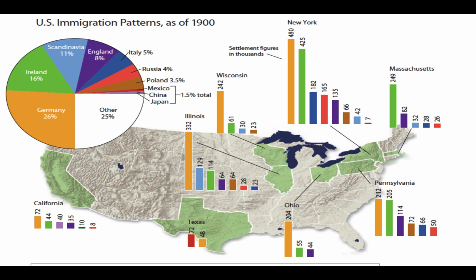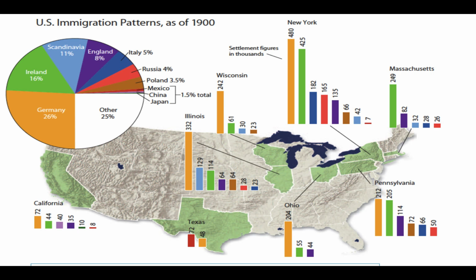But the types of immigrants in each location varies, right? So in New York, for example, in thousands, about 480,000 immigrants in New York State were German, and 425,000 were Irish, right? And the rest are minuscule numbers there. We have Scandinavians, we have some Italians. If you go to other places, though, like Wisconsin, the Midwest, which had a much higher concentration of Germans, you can see the percentages there, right? There's 242,000 Germans in Wisconsin, and they outnumber the next group of people.